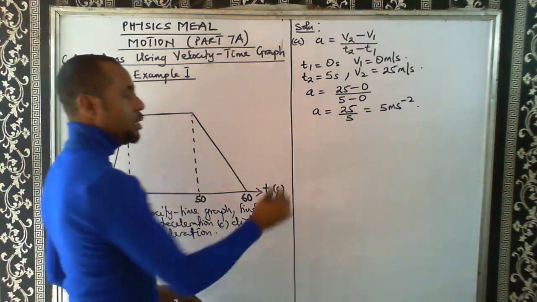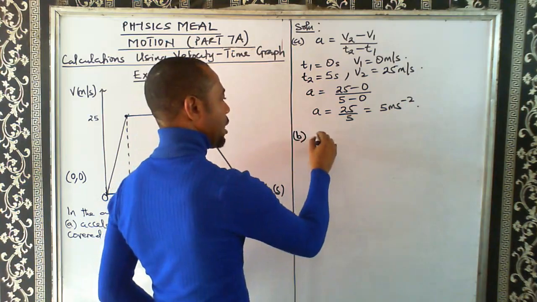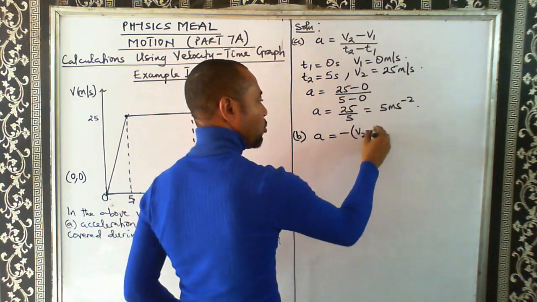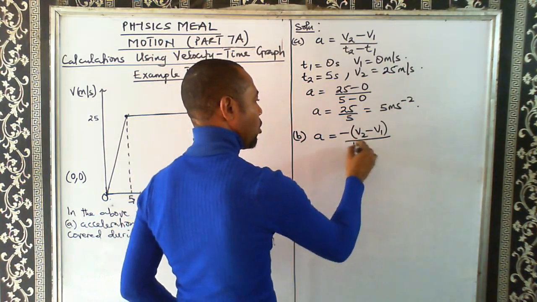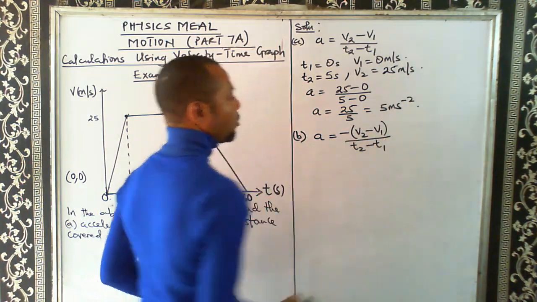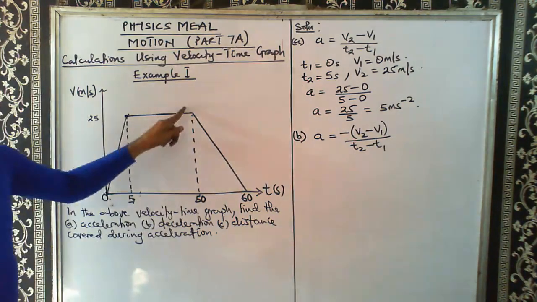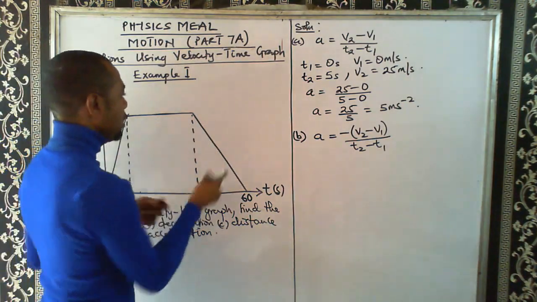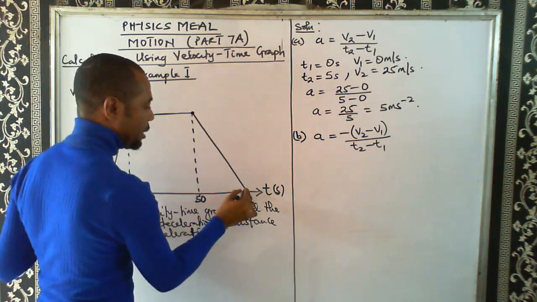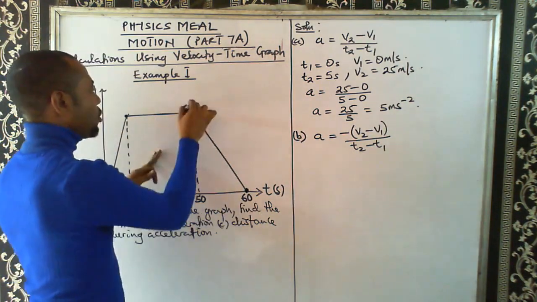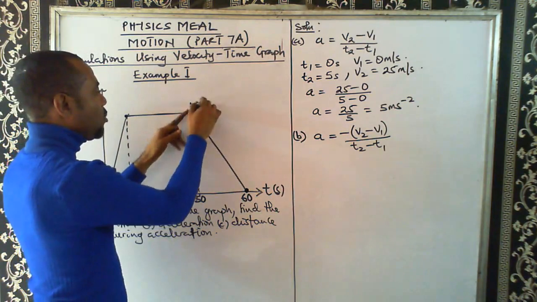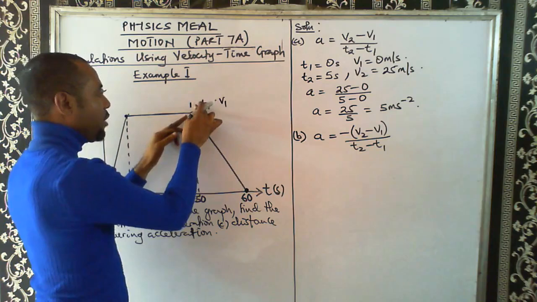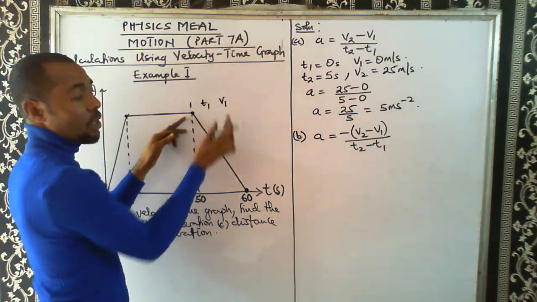So B, we're asked to find deceleration. Deceleration a is the negative of V2 minus V1 all upon T2 minus T1. So we'll move to the region of deceleration. That's the starting point and that's the end point. So this is point 1. Here we have T1 and V1. From this point, we're going to obtain the first time and the first velocity.